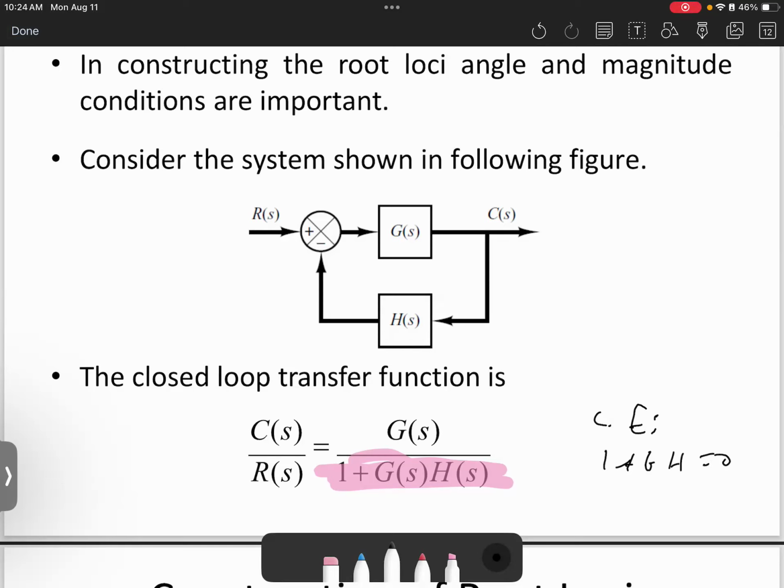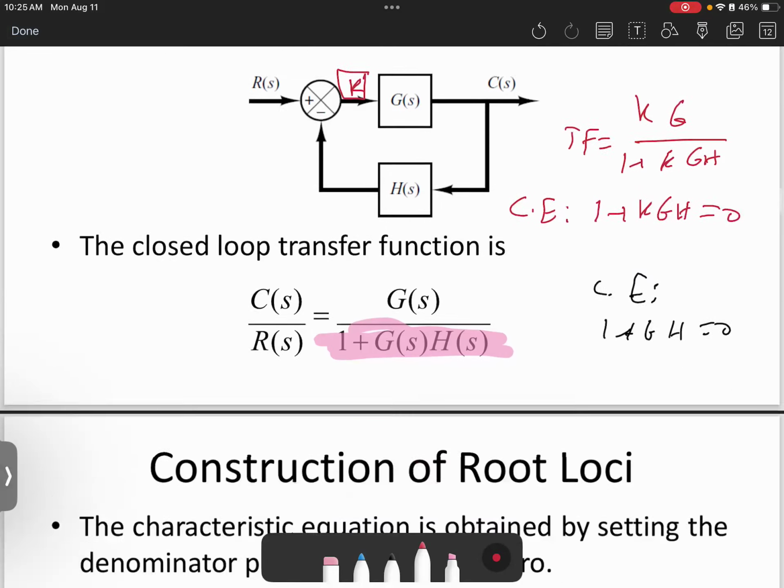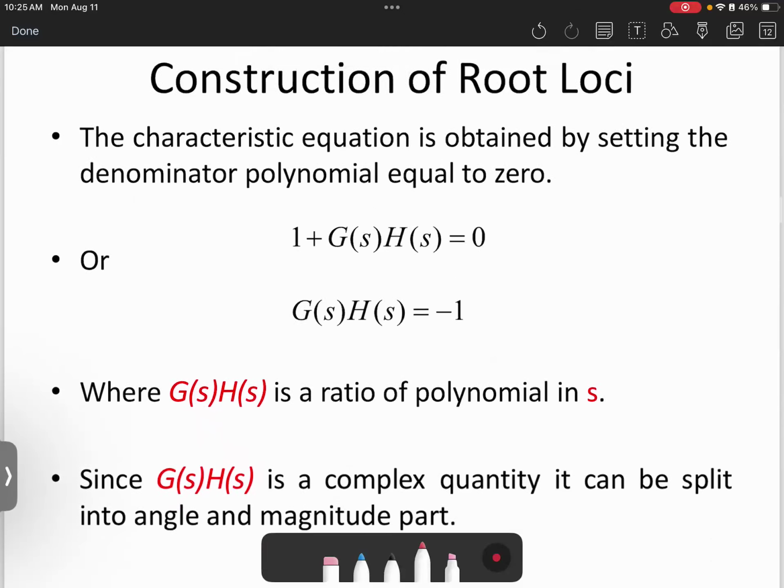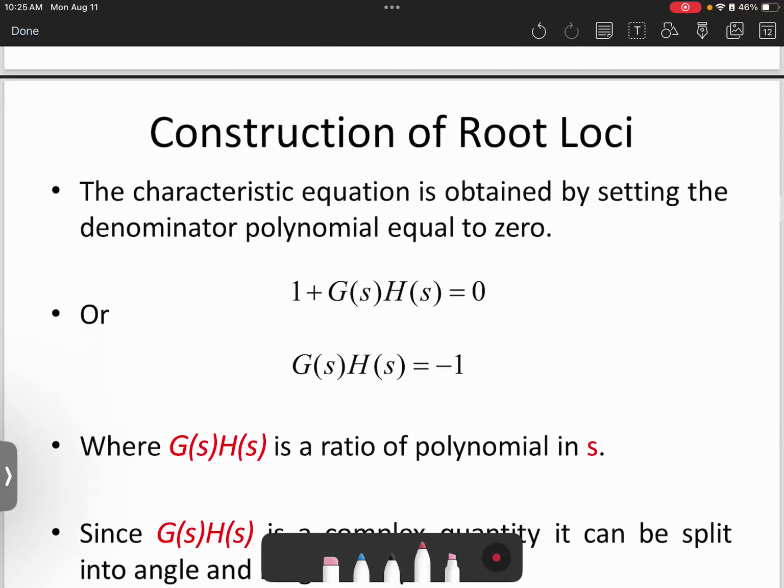If we need to do the root locus, we will add the gain K here. As a result, the transfer function will be KG over 1 plus KGH. Therefore, the characteristic equation can be represented as 1 plus KGH equals 0. So in order to construct the root locus, to find the poles, we will assume the characteristic equation equals 0.